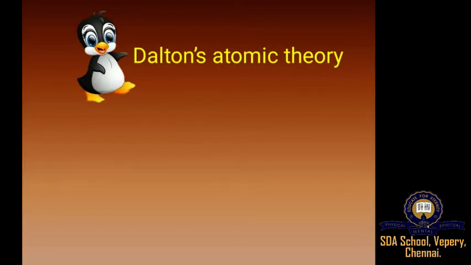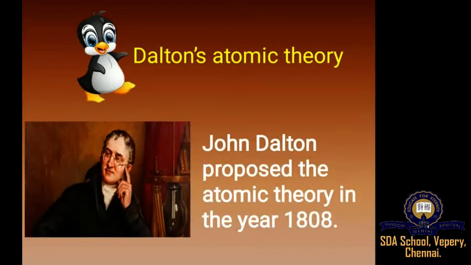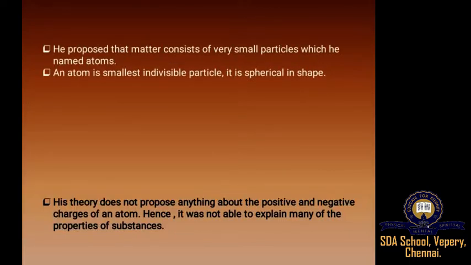Dalton's atomic theory. So Dalton proposed the atomic theory in the year 1808. What he said is, he proposed that matter consists of very small particles which he named atoms. An atom is smallest invisible particle. It is spherical in shape. Okay, and atom is the smallest invisible particle and it is spherical in shape.